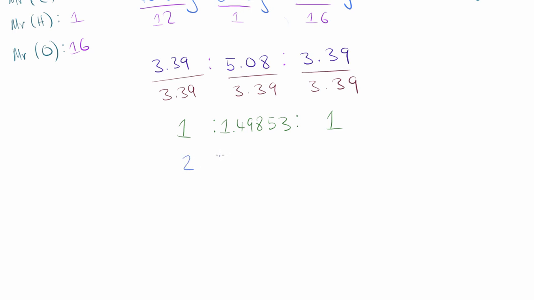So if you do that, what you're going to get is 2, and then you're going to get 2.99706, and of course we're going to have 2 at the end, right?